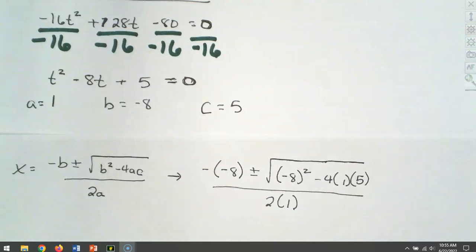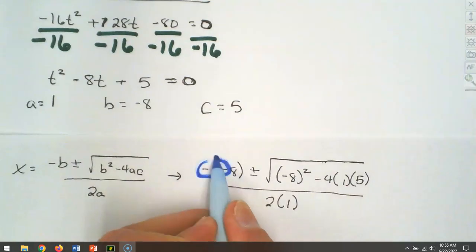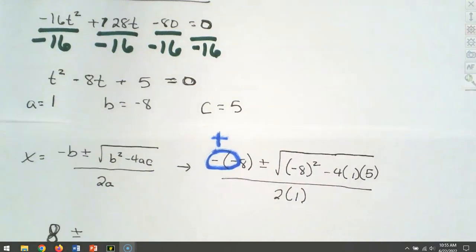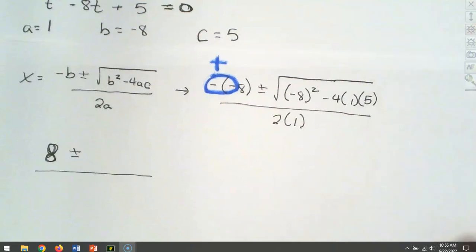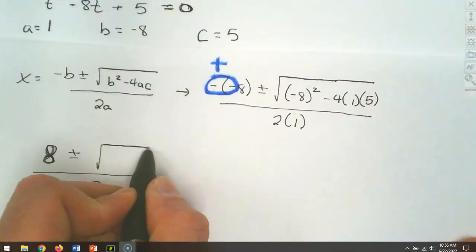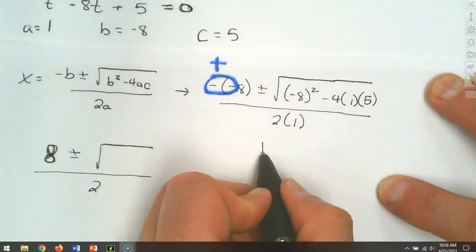So let's go ahead and break this down a bit. Well, what do we know? We know the double negative here makes this positive. So now let's see what we've got. We now got 8 plus or minus, not 2. I don't know why I wrote that down wrong. The 8's on the top, so it should be 8 plus or minus. And then 2 times 1 is 2. We've got our square root, and we do that over here because that is our discriminant.